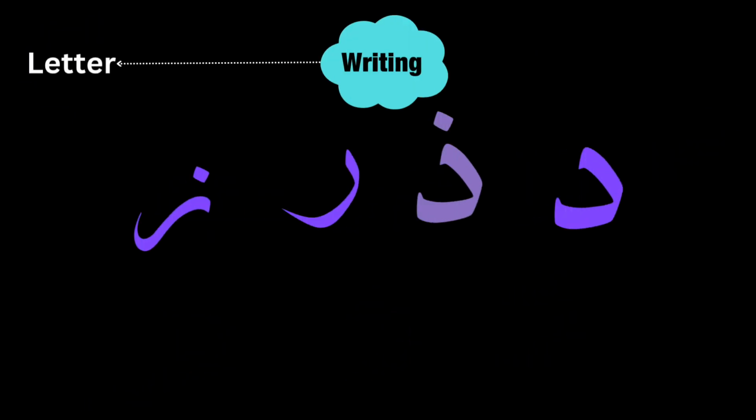Now let's learn about writing. First we will learn the writing of each letter separately. Starting with dal. You can write the dal just like that, starting from the right, a curved line all the way down. Then you can follow the arrows one more time, from the top, curved all the way down. Dal.